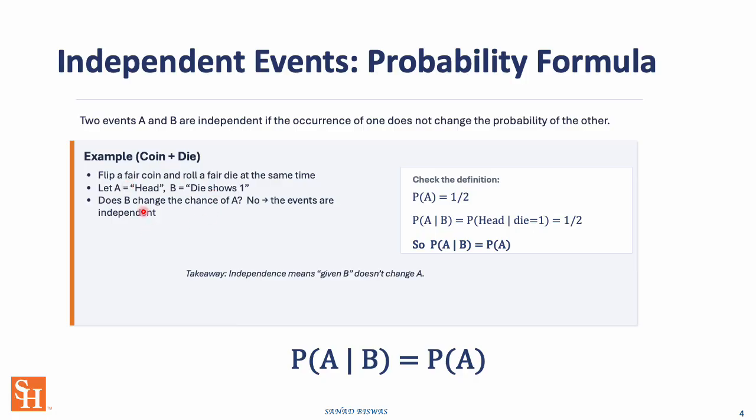And for independent events, something else also holds. Let us discuss this with probability. For the coin, we already know that the probability that head will appear is 1 over 2, right? Now, according to the definition of independence, since these two events are independent, the probability of head shouldn't depend on whether we have 1 or not on the die. Therefore, this probability also should be 1 over 2. So these two things are the same, and we can say the probability of A given B is equal to the probability of A. Therefore, the main takeaway from this slide is that independence means that given something doesn't change the probability of the other. Mathematically we say the probability of A given B is equal to the probability of A.